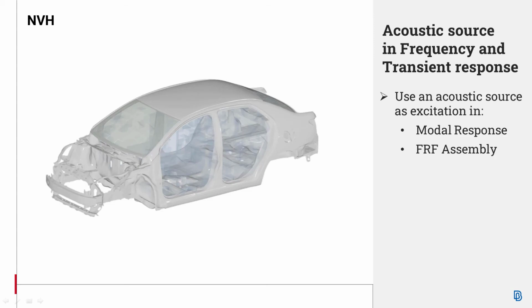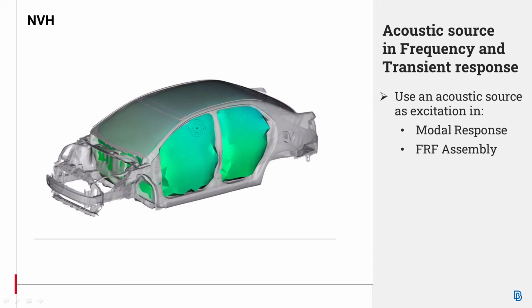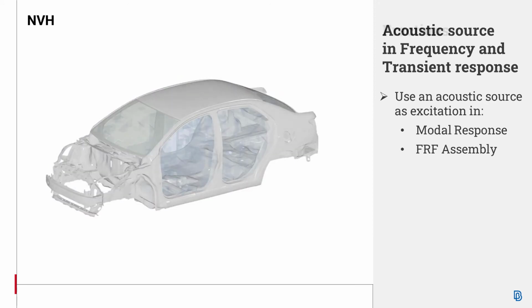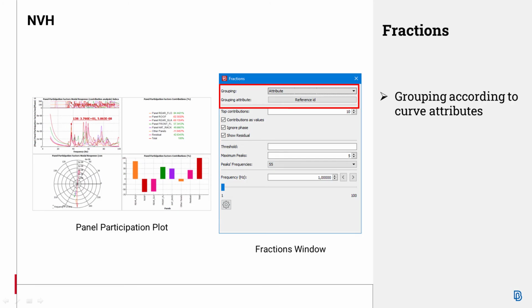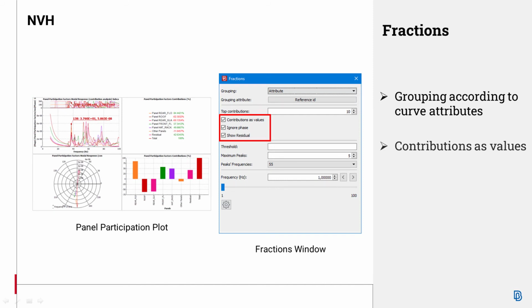Another new feature is that an acoustic source can now be used as excitation in modal response and FRF assembly tools. Moving on to fractions, it is now possible to group fractions according to curve attributes. It is possible to view the contributions as values instead of percentages. It is also possible to ignore the phase and to show the residual values as well.